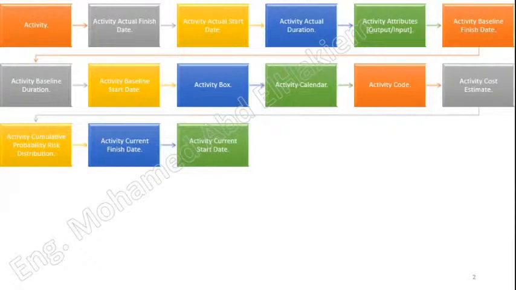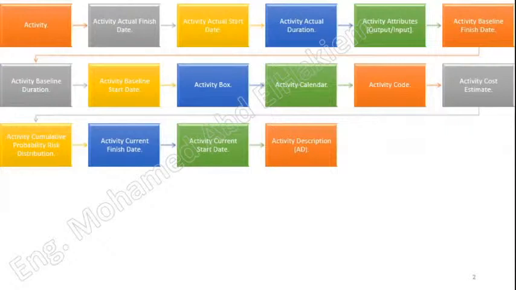Activity current start date. The current estimate of the point in time when the schedule activity will begin, where the estimate reflects any reported work progress. See also activity scheduled start date, activity baseline start date, and current start date.